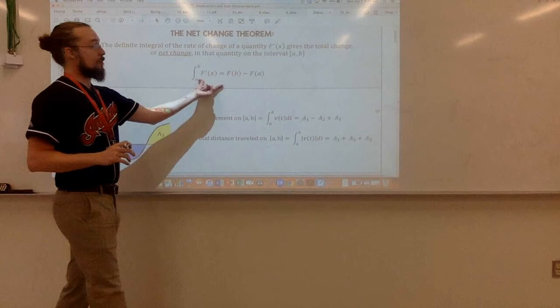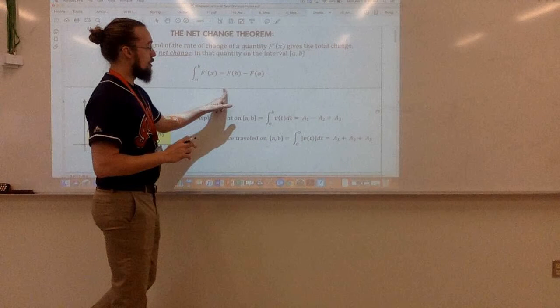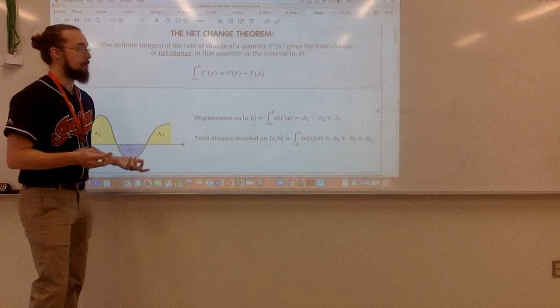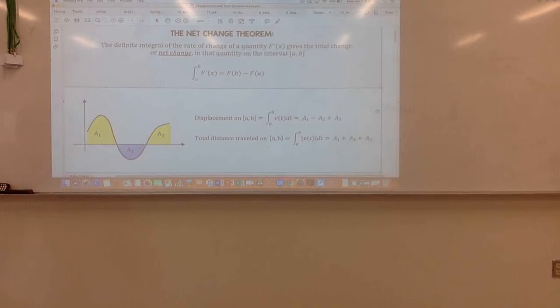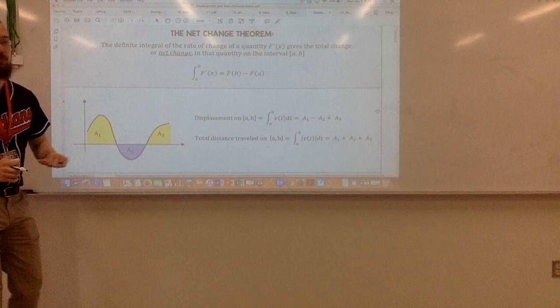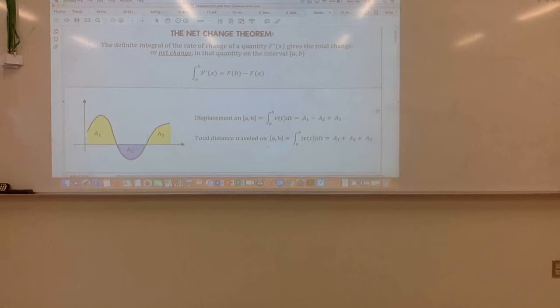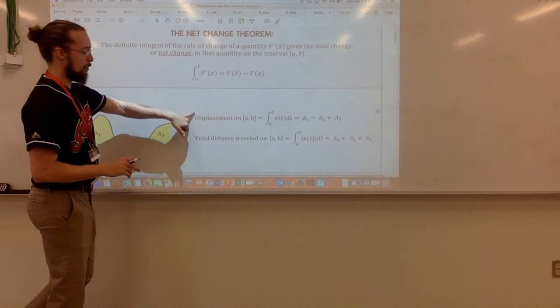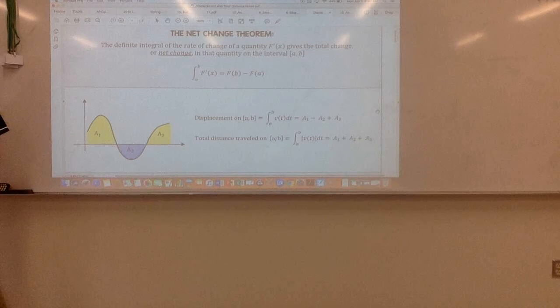The big idea that we're going to use a lot is the fundamental theorem of calculus, which we hopefully know by now. Did that in the warm-up. The two new ideas here are displacement and total distance traveled.